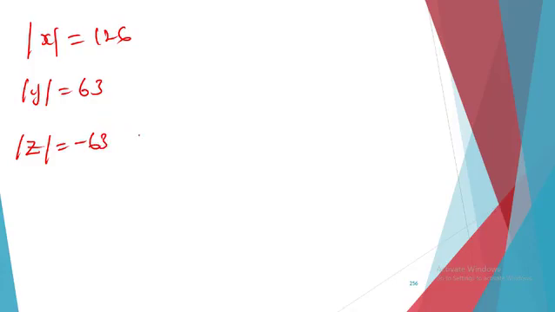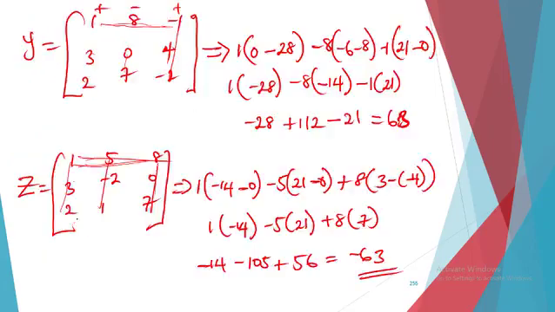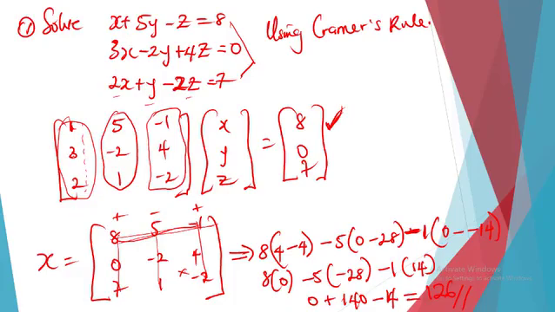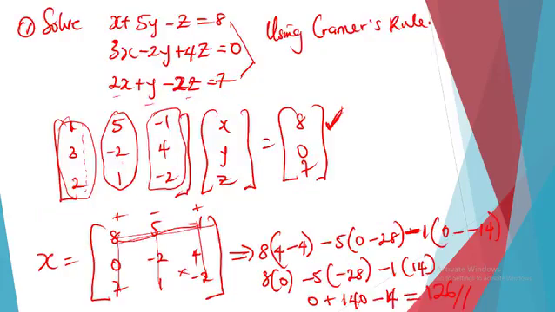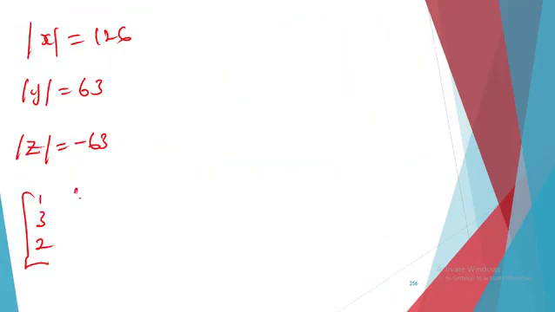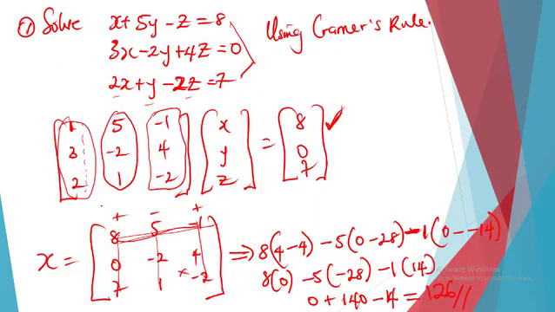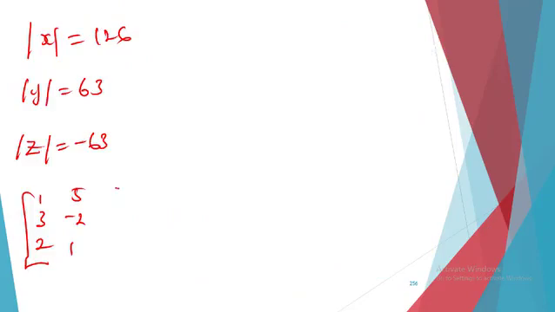So what next are we looking for? We then solve for what? The determinant of the original matrix, and the original matrix is given as, let's go back, 1, 3 and 2, 5 minus 2 and 1, and then minus 1, 4 and minus 2.